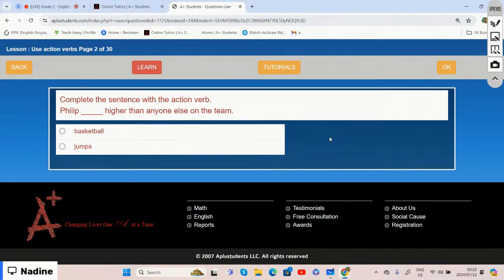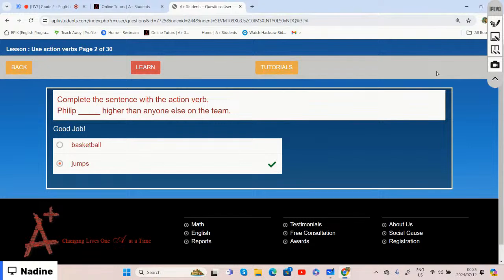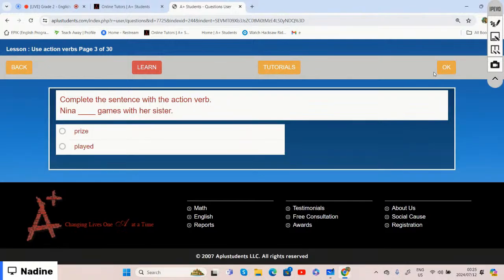All right, and if we were to choose the correct option, we will say Philip jumps higher than anyone else on the team, right? So jumps is our correct option.